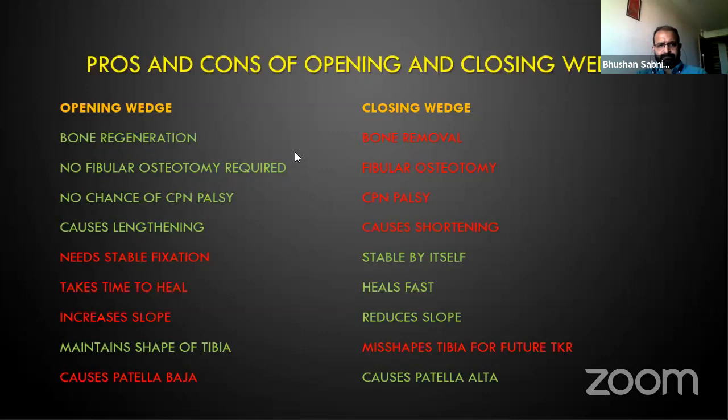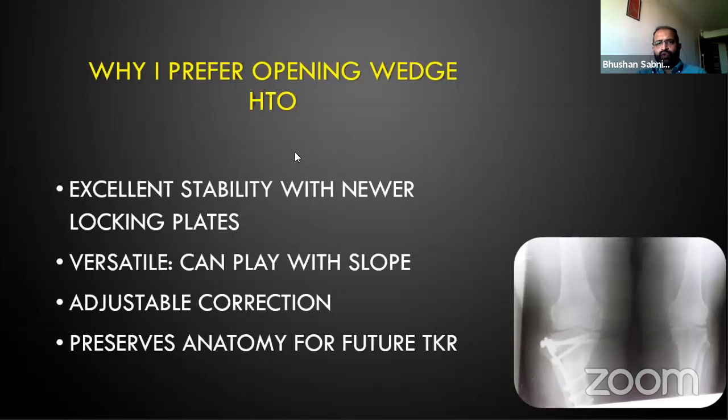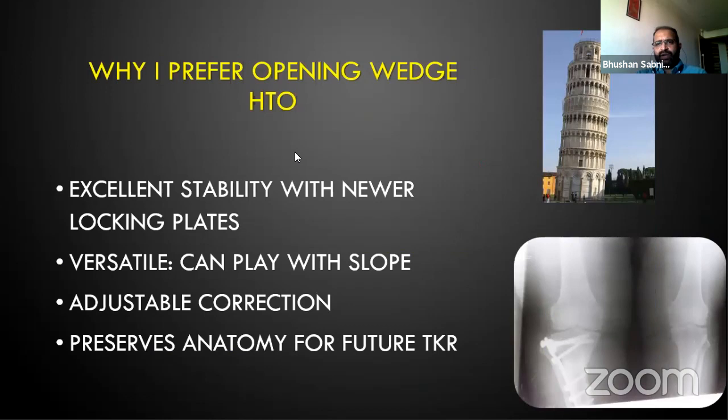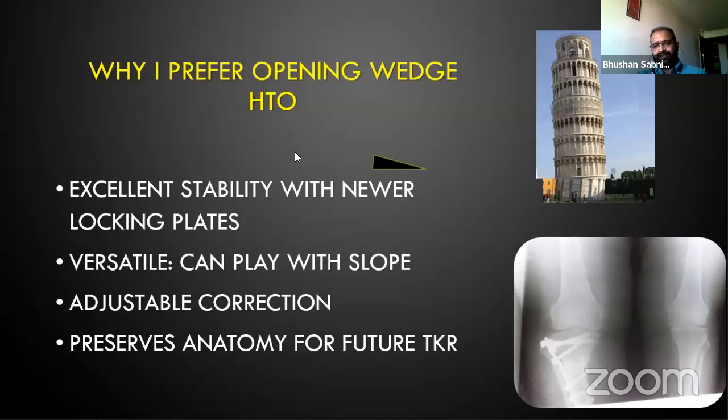So I still prefer an opening wedge osteotomy in all of my patients, or most of my patients. You can see the X-ray of a badly done closing wedge HTO, and everything has fallen apart. So that is something which is not good. That is going back to the same analogy of your Pisa tower. So what you will need to do is take a piece off from that tower and then get it straight. But you have misshaped it. It doesn't look as good as it was before. So I don't think that is a good option in general.